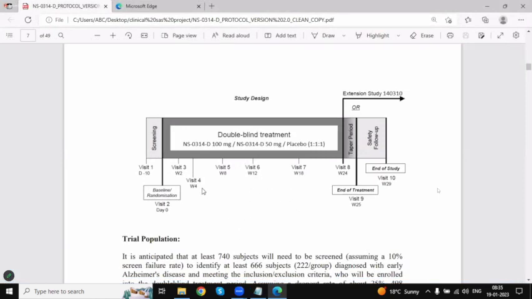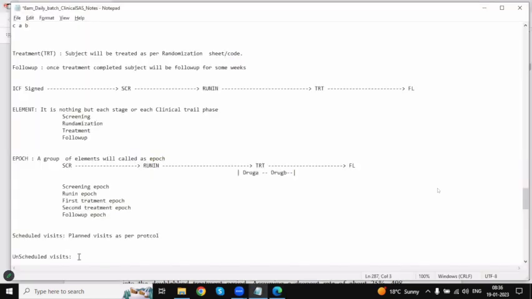Unplanned means, for example, visit 4 is in week 4, visit 5 is in week 8. Between week 4 and week 8, in between he came to the hospital again, maybe due to some adverse event or some problem, to check something. He visited the site. Then it's going to be an unscheduled visit. Correct? Unplanned visit. So unscheduled visits are nothing but unplanned visits.